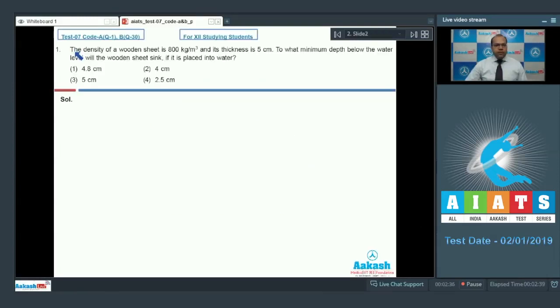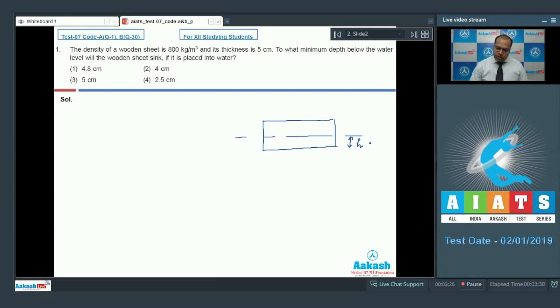In question number 1, the density of a wooden sheet is 800 kg per meter cube and its thickness is 5 cm. To what minimum depth below the water level will the wooden sheet sink if it is placed into water? This is the level of water and this sheet is kept in the water. So let h be the depth by which the sheet sinks in the water.